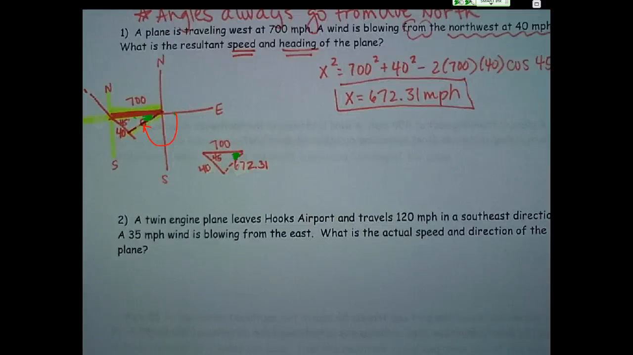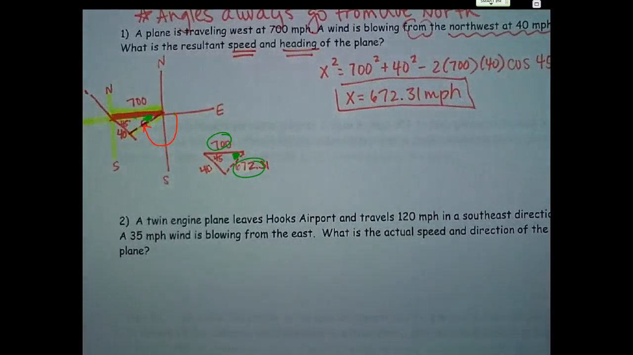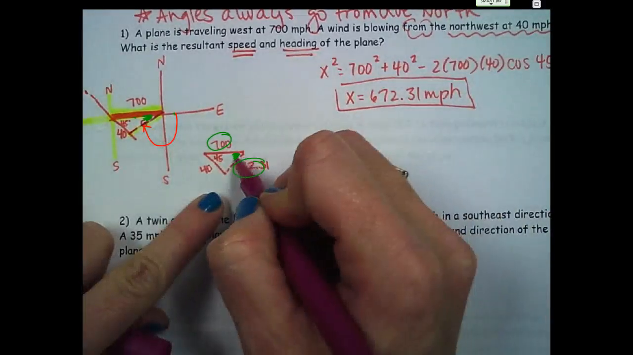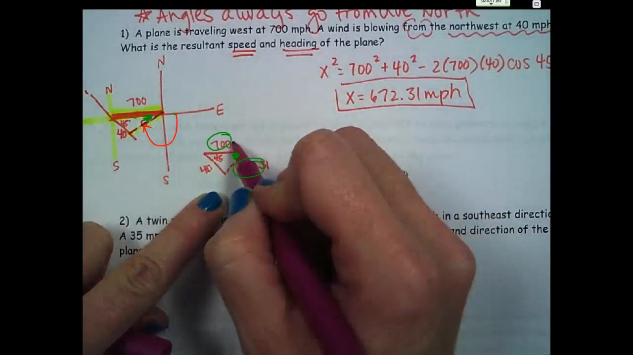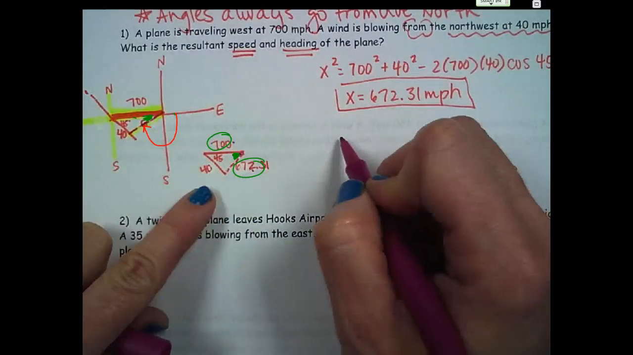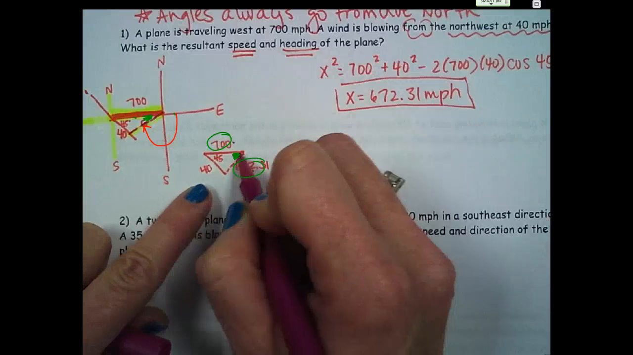Okay? Well, if you have this side, the 700, and you have the 672, can you find that angle using law of cosine? Yeah, and remember, if you start with law of cosine, you gotta stay with law of cosine. So I'm gonna use those two pieces of information to find my angle, which we already know how to do. You're looking for this angle, and you're gonna take these two pieces of information. So the angle and the 40 go together.